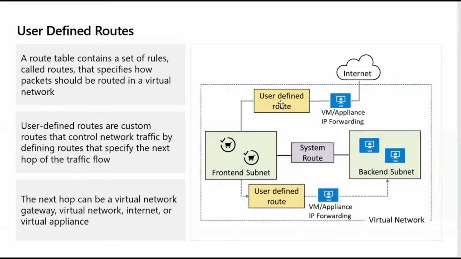With a user-defined route, we'll be able to configure what the next hop will be. Is it one virtual machine, one particular subnet, or a particular network? We'll be able to create this. It's kind of like a static route or manual route we can configure in the cloud.